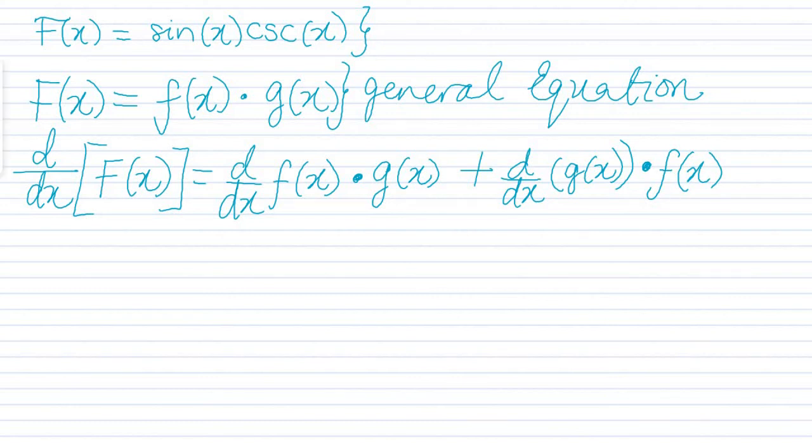So the next thing you have to do now is to compare your question with the general equation. In this case, f of x in our question is going to be equal to sine x, and then g of x is going to be equal to cosecant x.